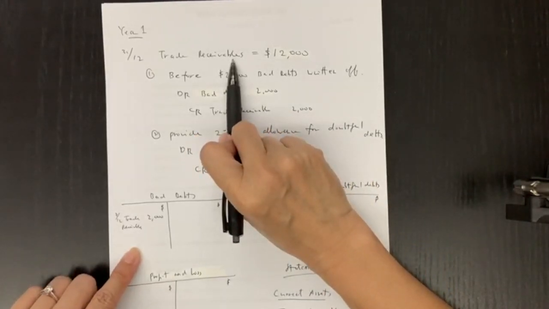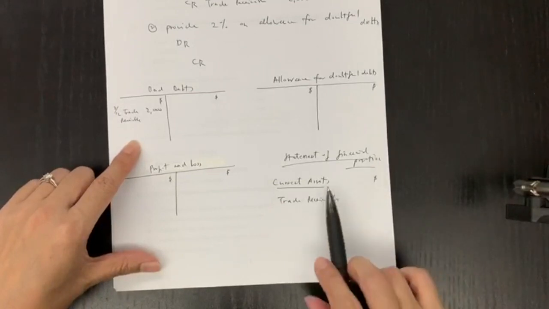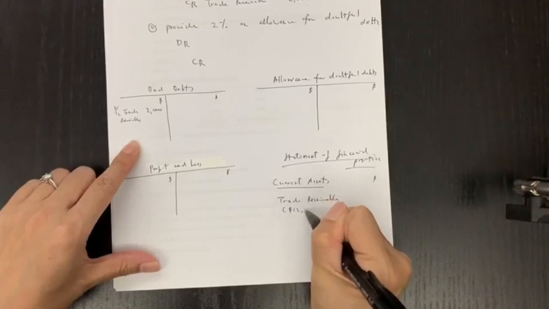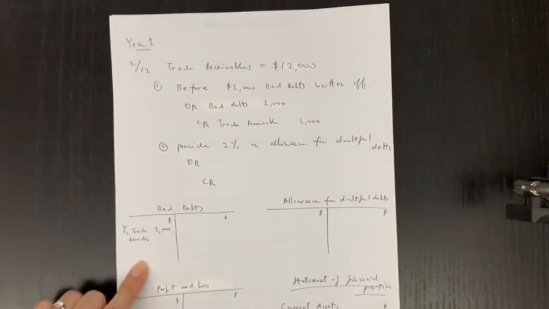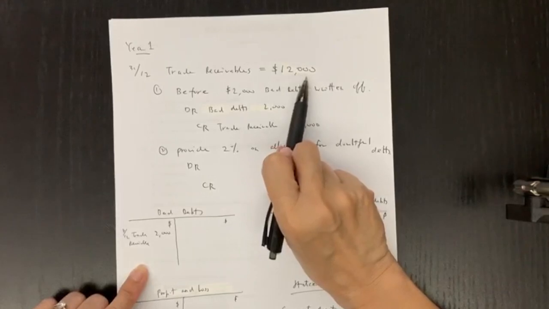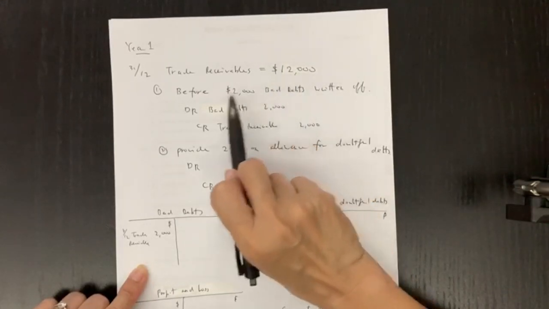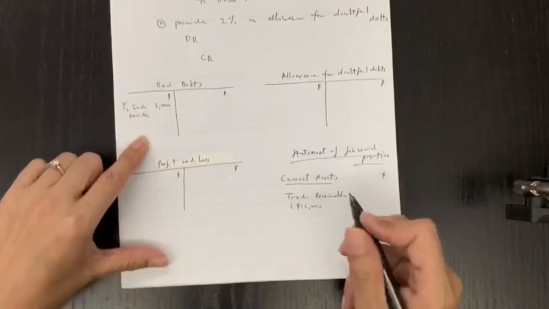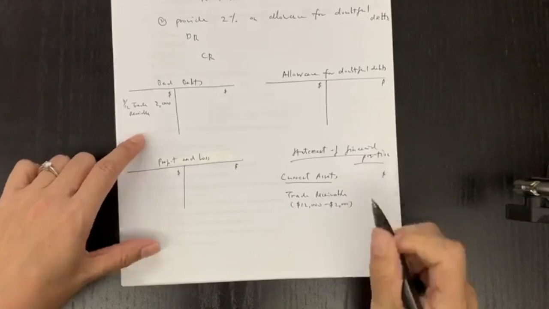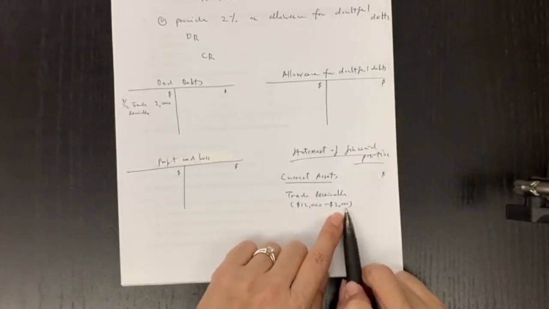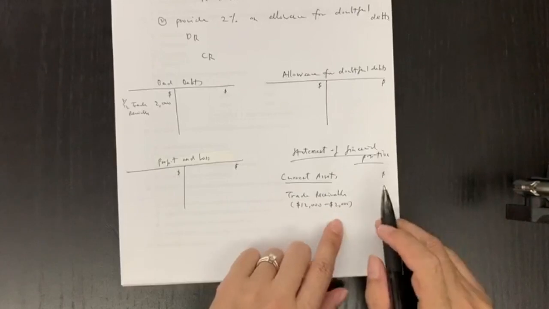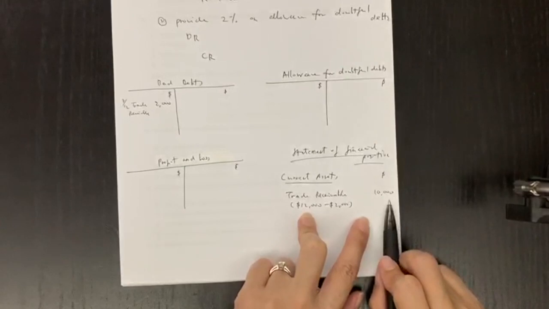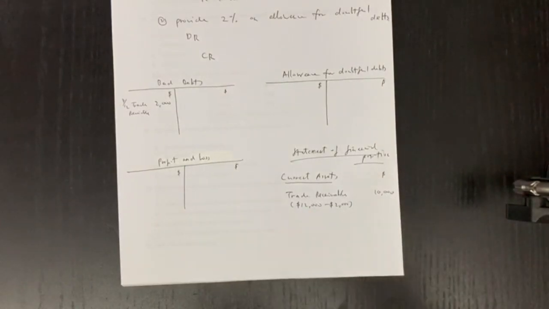And look at trade receivable. Trade receivable should be current assets in the statement of financial position. So I have this trade receivable starting with 12,000. Since I have the word before, that means this 12,000 has not yet included the 2,000 bad debt written off. Now I credit trade receivable. I have to minus 2,000 because this debtor owing us 2,000 will pay us no money. So after adjustment for bad debt, I will have 10,000 here in the statement of financial position.